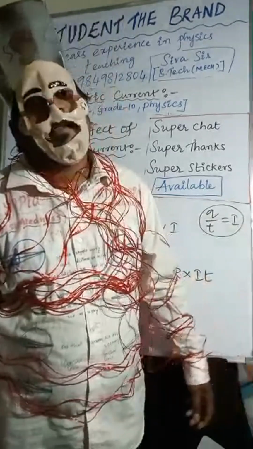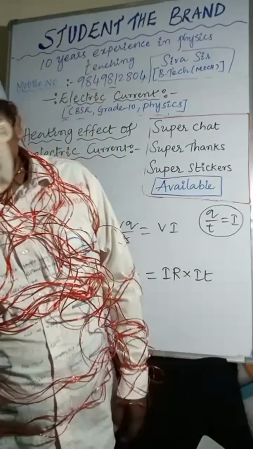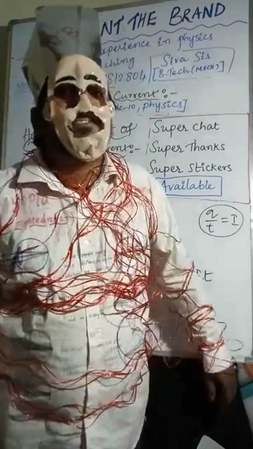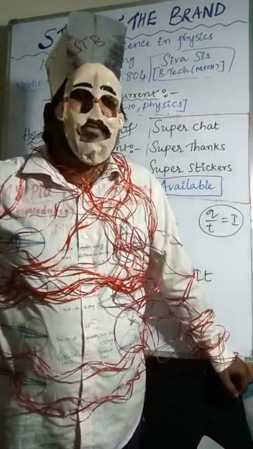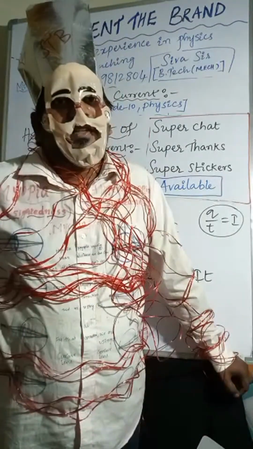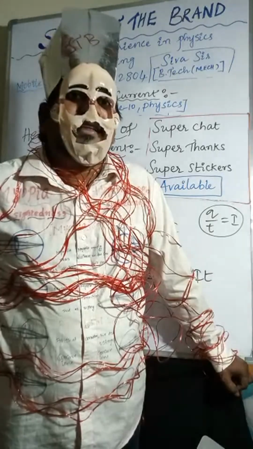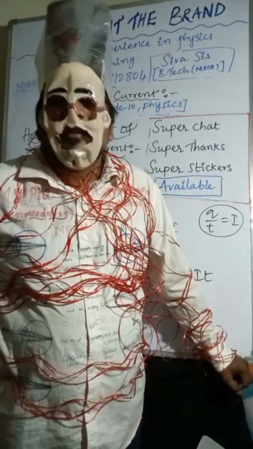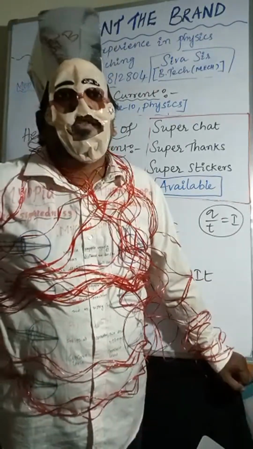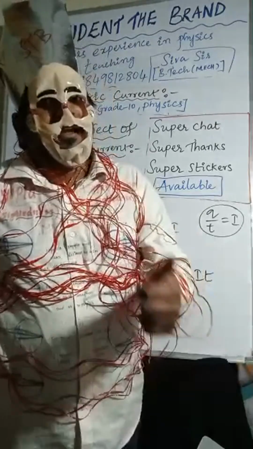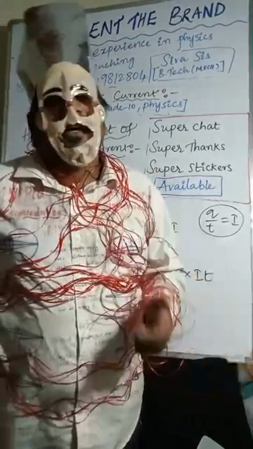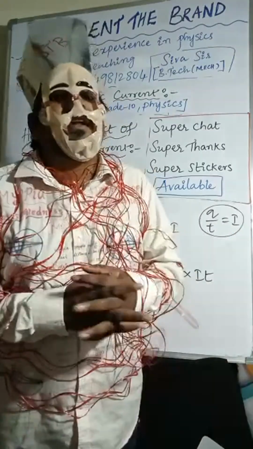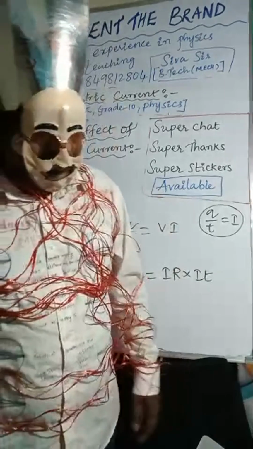And coming to earthing, if any extra current is there in the circuit, that will be sent to the ground. That is the use of earthing. Earthing and fuse, these two are the safety devices we are using in household. Okay, so that's enough. Next we are going to one more.